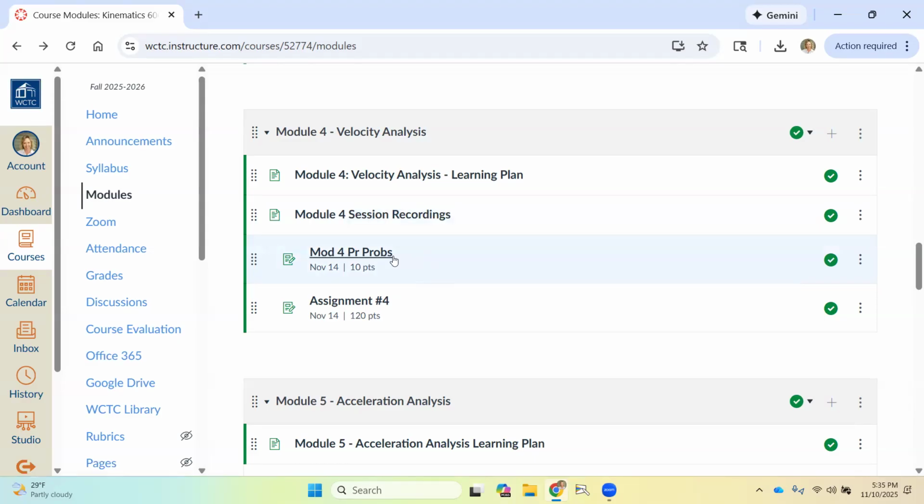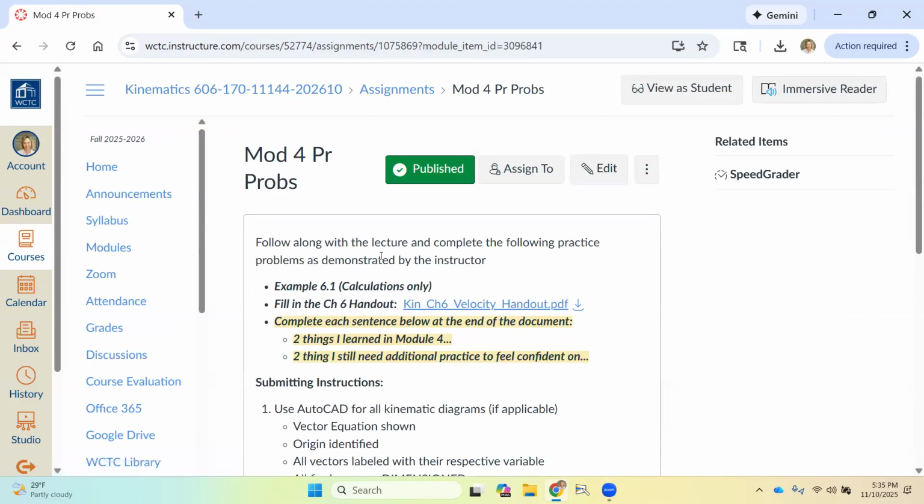And then our practice problems, if we click here, these are going to be what we're going to actively do in lecture today and the next time that we meet. So we're going to have one example out of the book, out of the chapter. So we'll do that early on here as we get into Chapter 6. And then we're going to be filling out the handout that I was referring to earlier. So that's also located here.